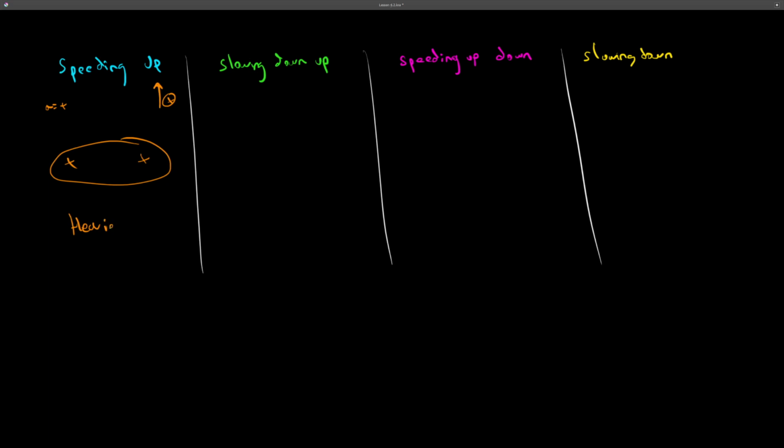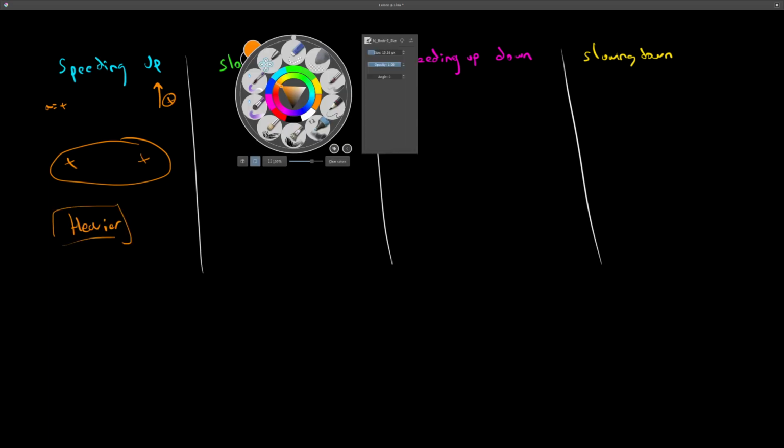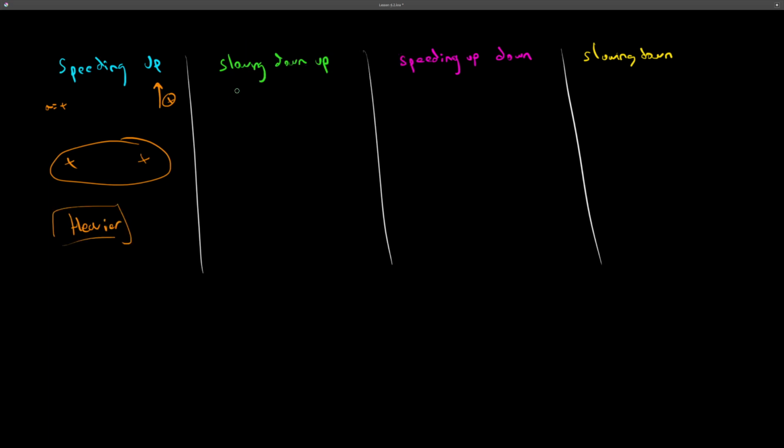So heavier. Now in the second case, slowing down means the acceleration is going to be equal to a negative value. And then upwards is still positive. So that means that I have a negative value and a positive direction. So when you have a negative and positive, you're going to feel lighter.